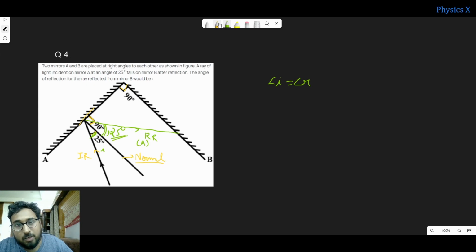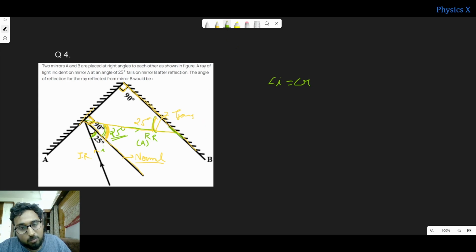Now you can see that this is 90 degrees, and this is 90 degrees. These two lines are parallel: this normal, and this normal to the mirror. This acts as a transversal, cutting these two parallel lines. So if this angle is 25 degrees, this angle will also be 25 degrees because of alternate angles.